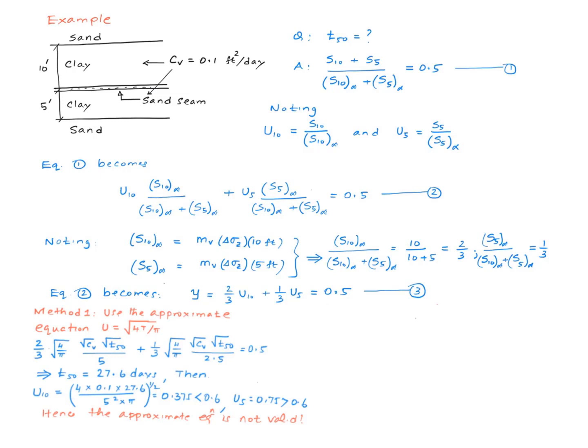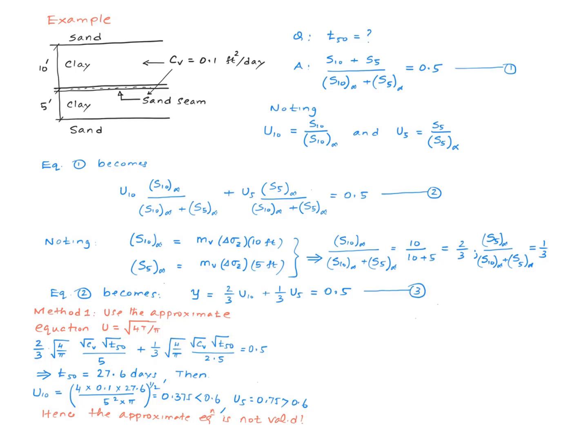There are two ways to proceed from here. First, let's utilize this approximate equation. We know the approximate equation is valid only as long as the average degree of consolidation is less than 60%, right? So let's substitute the components of this equation here and expand it and set that to 0.5, and that equation can be solved directly for little t50. And when I did that, I got 27.6 days out of that.